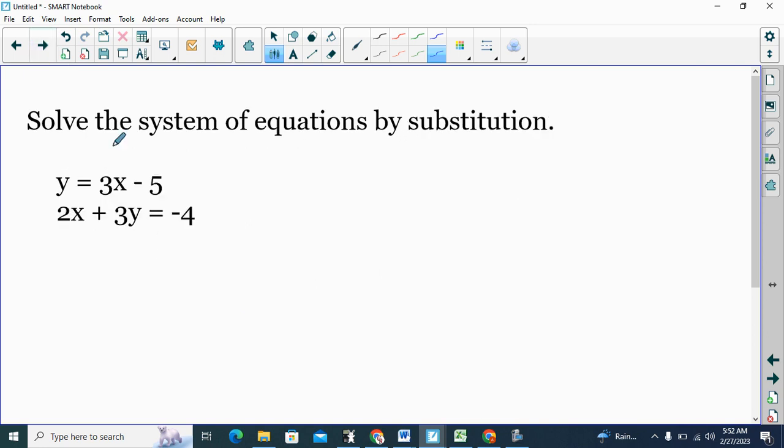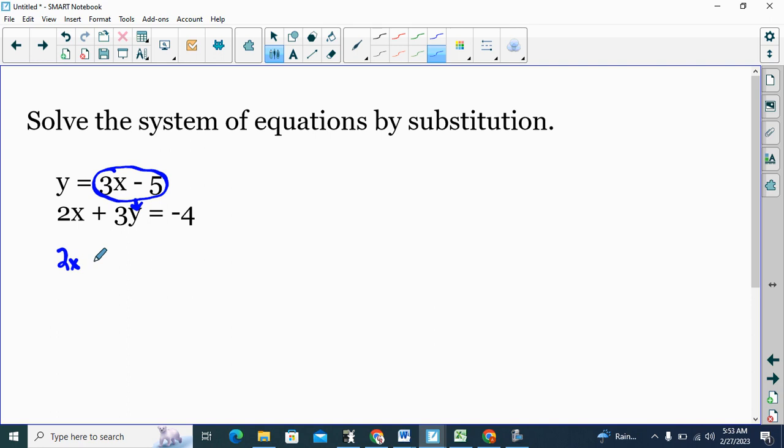So solve by graphing. We also learned how to solve by substituting. Solve this system by substitution. y equals 3x minus 5, and 2x plus 3y equals negative 4. So to substitute, we take the equation where it says x equals or y equals, in this case y equals 3x minus 5, and we substitute it in for the y. This is equal to y. So we're going to put it in for the y right there.